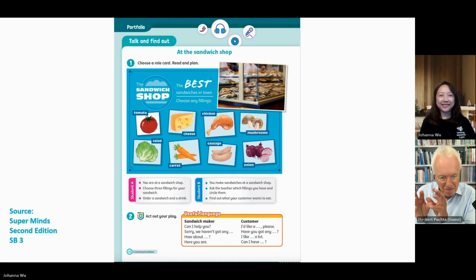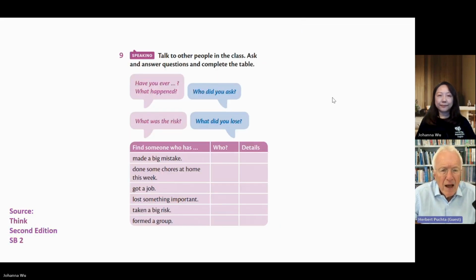So it's about making clear they understand, they have choices, giving them time to study the language in the language box or in the substitution table, and then giving them time to select and make meaningful use of the language here. This is from student book 3 of Superminds. The next example is an example from the second edition of Think. The second student's book, actually.